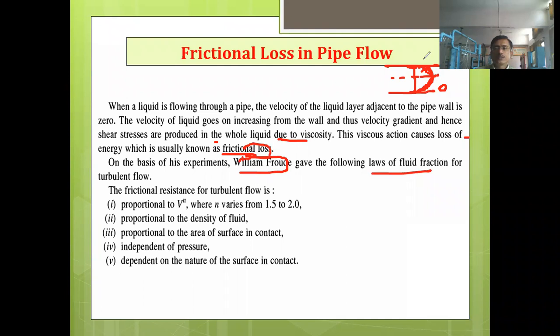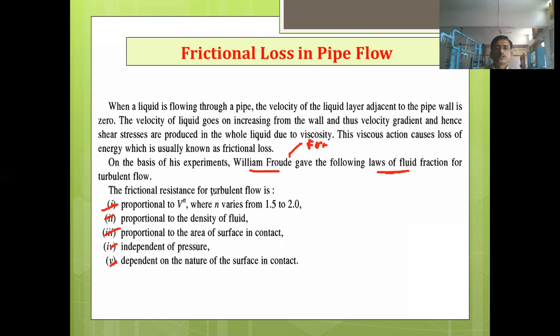परीक्षेमध्ये याच्यावरती एक प्रश्न विचारला जाऊ शकतो. What are the laws of fluid friction for the turbulent flow? So according to William Froude, some call it as a Froude, or some call it as a Froude. According to this William Froude, he has given different laws of fluid friction. So these laws of fluid friction have been given here. We will read it one by one. We will understand it one by one.